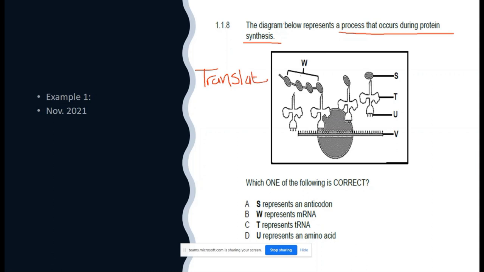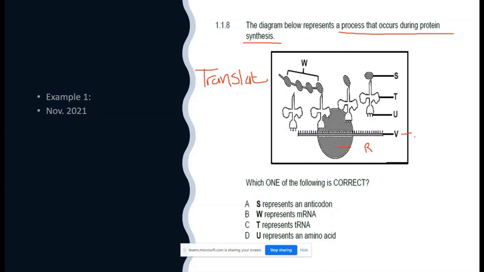So now I'm making sense of my diagram. So if this is the ribosome, what molecule attaches to the ribosome at V? I'm waiting for an answer for V. I want to know which molecule V attaches to the ribosome.